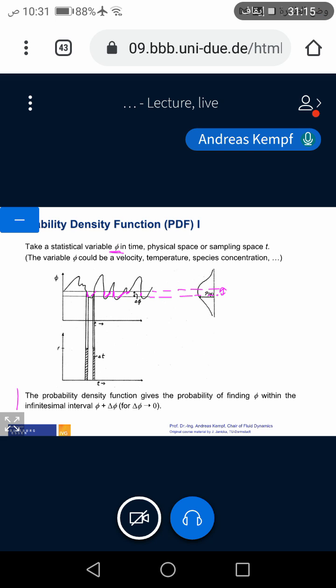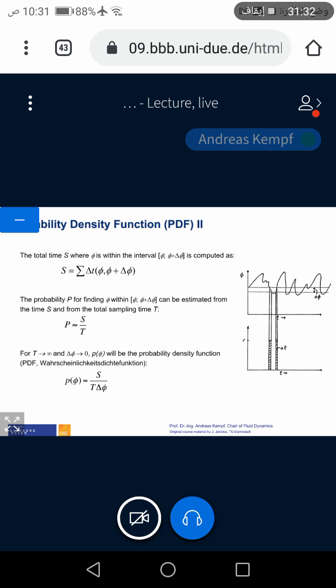So overall, the probability density function gives the probability of finding a value phi within an infinitesimal interval between phi and phi plus delta phi, in the limits of delta phi approaching 0. So this is illustrated here again. If you compute the total time S, where phi is within the intervals of phi and phi plus delta phi, so where phi is between this line, that line, then we get S. This is the sum of the time spent there.